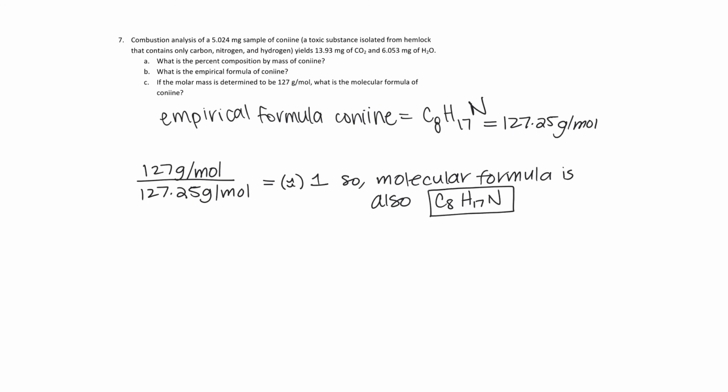This calculation gives us a value of 1, therefore our molecular formula is also equal to C8H17N. If this number had been greater than 1, for example, if we had calculated 2, we would multiply the subscripts of the empirical formula by 2 to get the molecular formula instead.